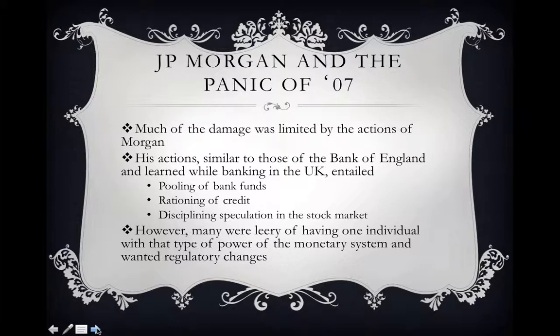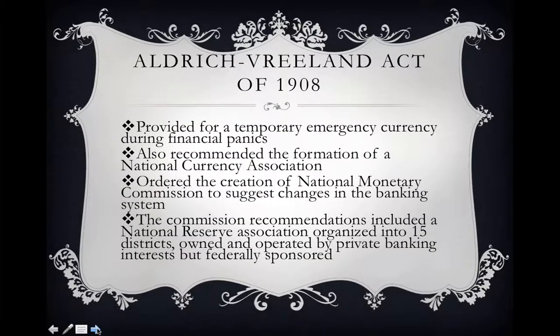So once again, the same issues with people being leery of Jay Cooke having too much power. People became leery that J.P. Morgan basically was bailing out the financial system, the financial markets in the United States, and individuals felt that this is inappropriate, that one person should not have so much power to be able to bail out the monetary and financial markets in the United States.